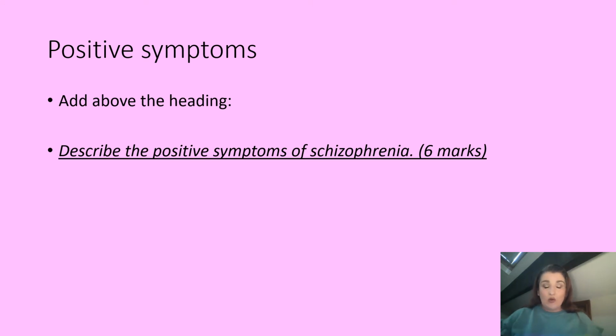Okay, so you could specifically get an exam question asking you about the positive symptoms. So just above the heading in your booklet where it says positive symptoms, can you add this exam question? Describe the positive symptoms of schizophrenia. It could be 6 marks, it could be 4. You could be given a scenario question and asked to apply your knowledge of the positive symptoms of schizophrenia, but we'll work on that further on.